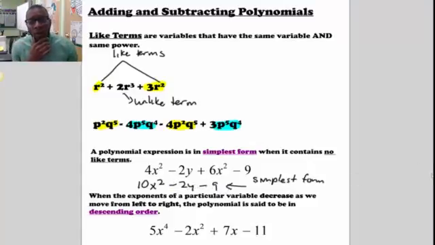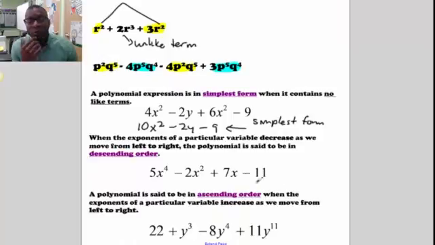Okay. Also, when we talk about polynomials, we talk about descending and ascending order. A polynomial is in descending order when we have the variable with the highest exponent to the left, and each variable after that has a smaller exponent. So for example, x to the 4th, x squared, x to the 1st, and then our constant of 11.